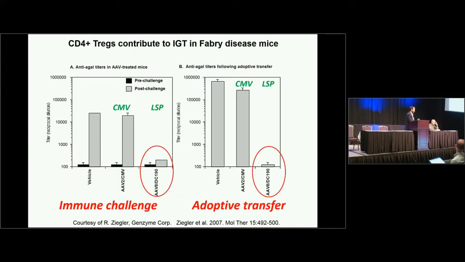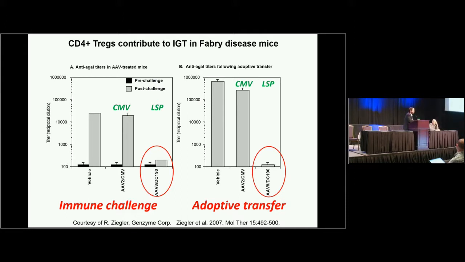This is an example then of both experiments, from the Genzyme group led by Robin Ziegler. And so they had their AAV8 vector containing their favorite liver-specific promoter, DC190. And so for the Fabry mice treated with that vector, and then an immune challenge with alpha-gal plus adjuvant was given, mice that received the LSP containing vector didn't form antibodies, whereas those that received a vector containing the CMV promoter did form antibodies after that same immune challenge.